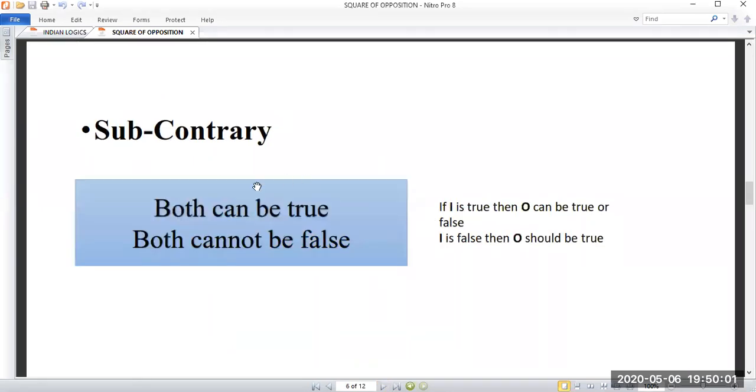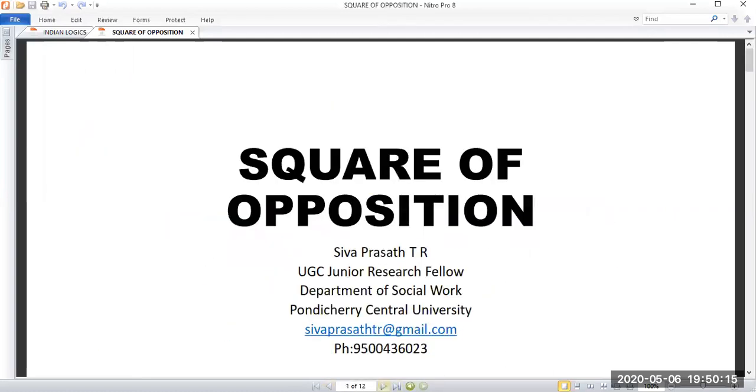Same way here also, if I is true, then O can be true or false. If I is false, then O should be true. So this is exact opposite, subcontrary and contrary. Then finally we'll see about subaltern.